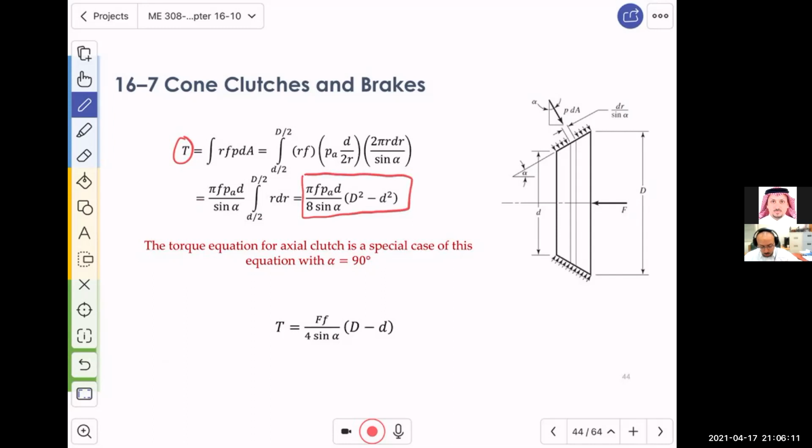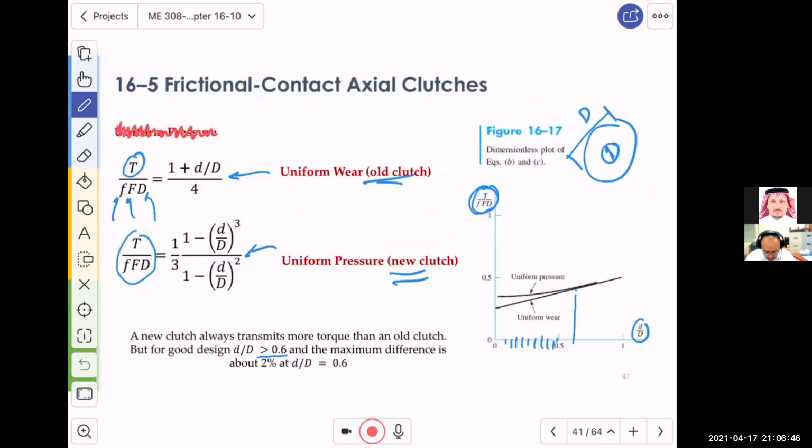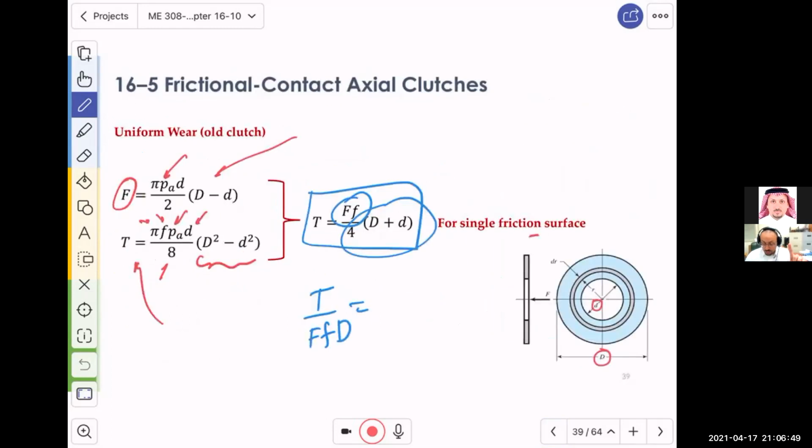It's not the same. So what do we have here? It's not the same as the torque equation in the axial case. If you look now, it is F P A D divided by 8 sine alpha multiplied by D square minus d square. Now, if you look carefully at this comment in red, it is the torque equation for the axial clutch, the one we did before. Let me take you to it, okay? All right, where is it? For the axial clutch under uniform wear. This is it. Look at it, ya shabab.